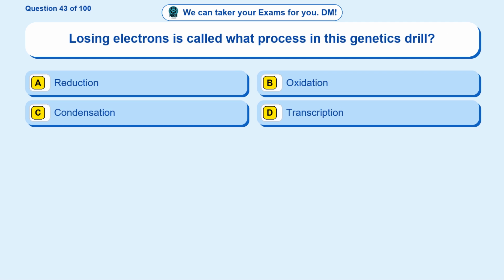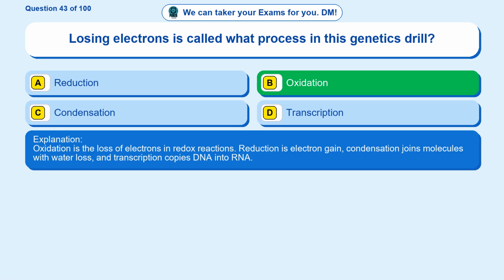Question 43. Losing electrons is called what process in this genetics drill? Option A, reduction. Option B, oxidation. Option C, condensation. Option D, transcription. The correct answer is option B. Oxidation. Oxidation is the loss of electrons in redox reactions. Reduction is electron gain, condensation joins molecules with water loss, and transcription copies DNA into RNA.